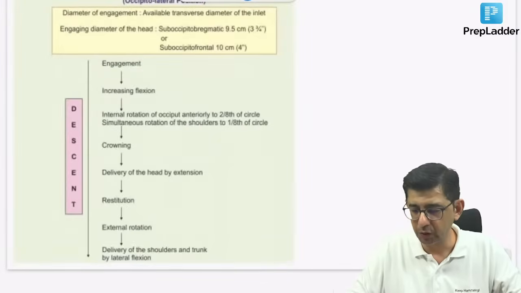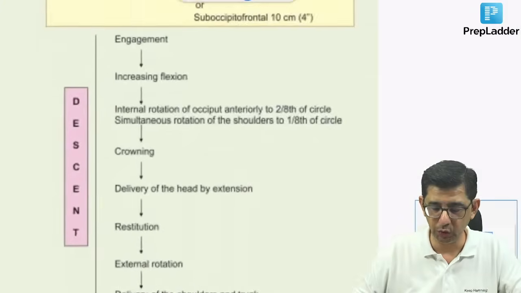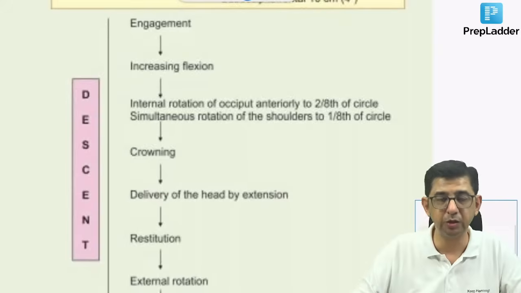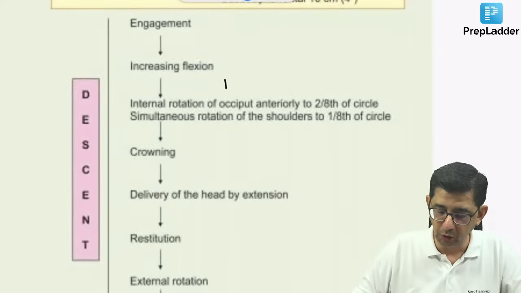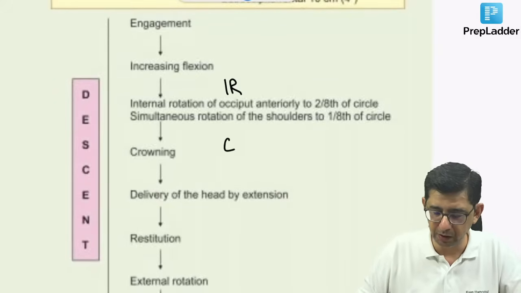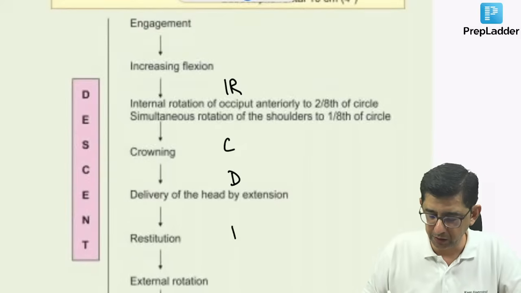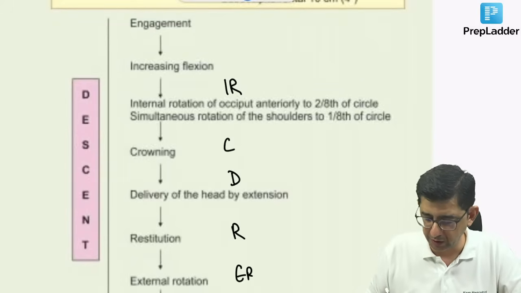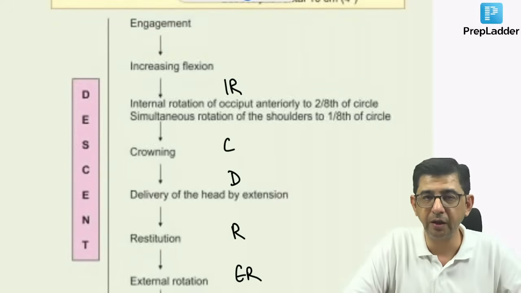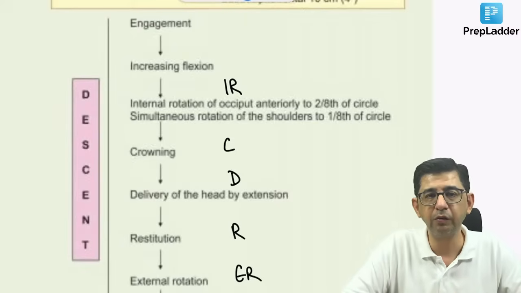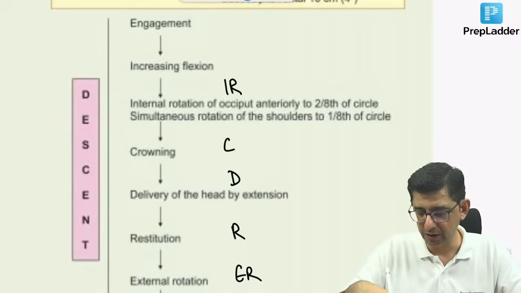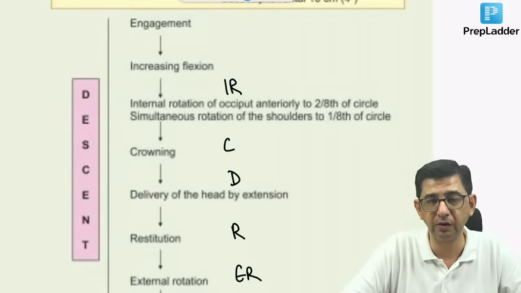Okay, mechanism of labor in a cephalic presentation. Let me just show you a reference from Datta so that there are no issues there. What you have is initially engagement and increasing flexion, then internal rotation of the occiput. So ICD is how we used to remember it. Then is the crowning, then the delivery of the head, and then restitution and external rotation. So it is internal rotation, crowning, delivery of the head, restitution, external rotation.